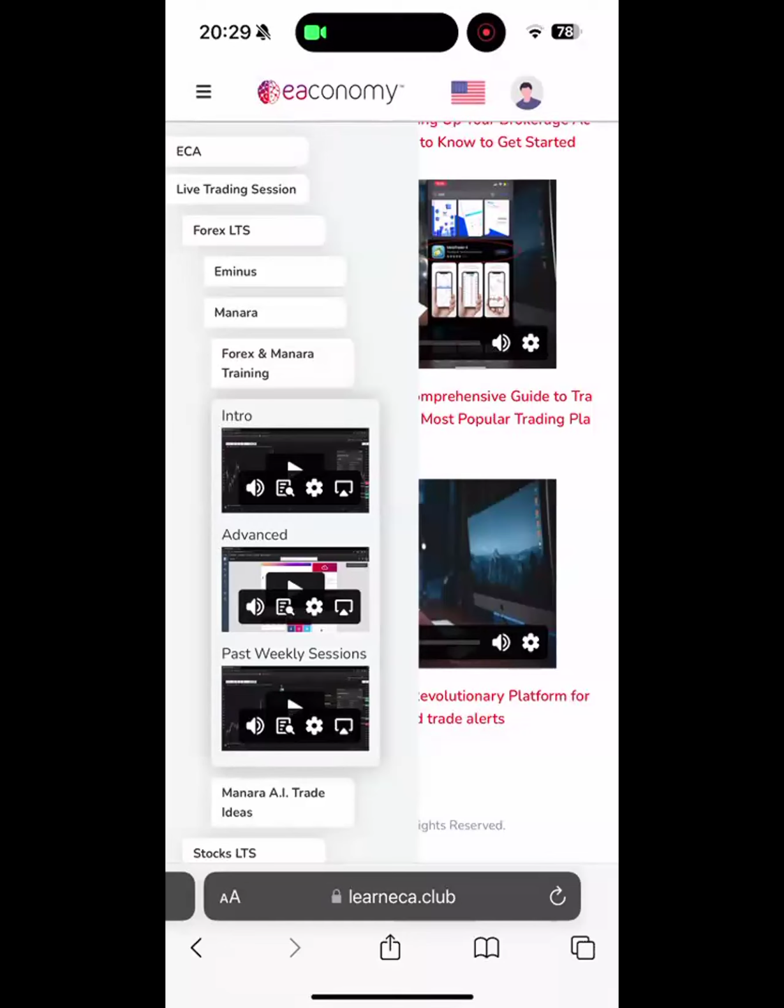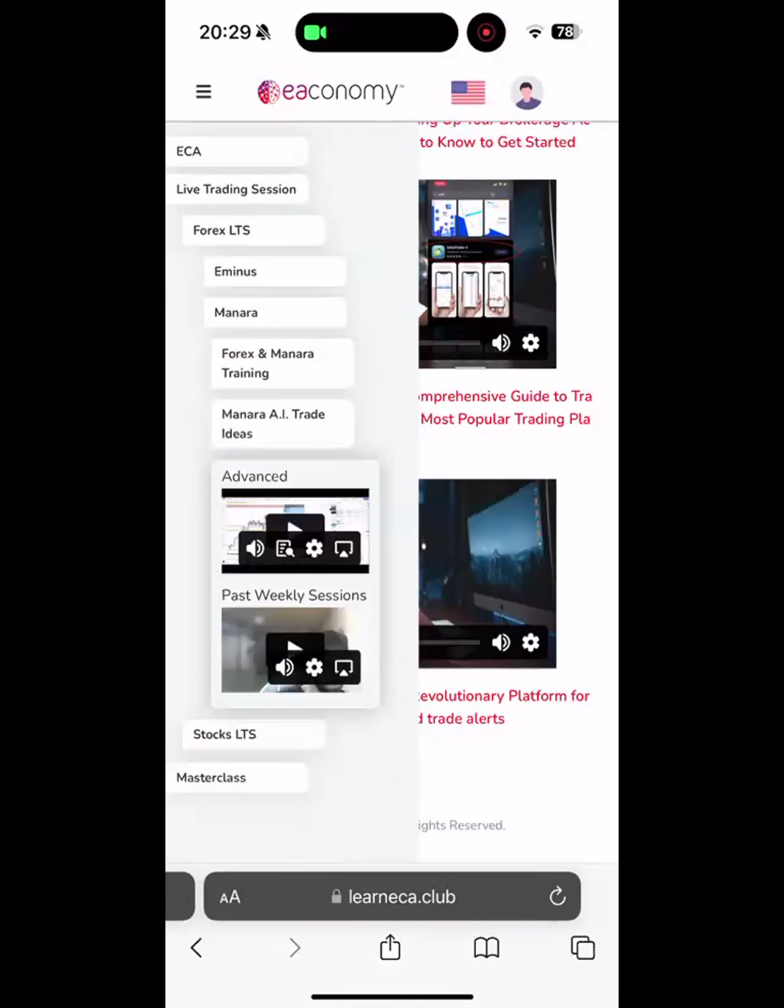Now, the next one is Manara AI Trade Idea. So click that. Same thing, weekly sessions on how to actually trade with the AI bot Manara. So these are like recorded sessions. Probably you just joined, but there was a session that happened today and you missed it. You can come in here and see what it is. Rewatch it again, feed your mind. That's how you grow, that's how you learn, right?